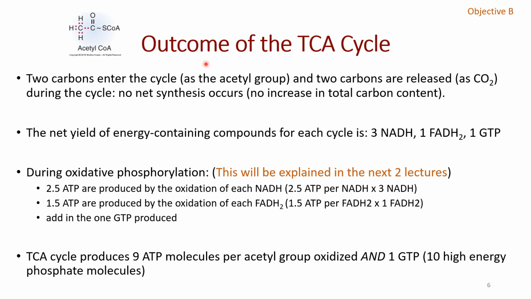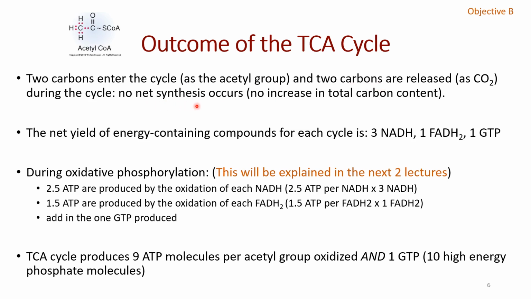So we consider the outcome of the TCA cycle in terms of what is produced for each complete cycle. And we know that 2 carbons will enter the cycle as the acetyl group. And here's the acetyl group. So you see 2 carbons, a methyl group, and a C double bond O. And we know that 2 carbons are released as carbon dioxide. We'll see a little bit more detail on this in a few more slides here. And so we say 2 in and 2 out.